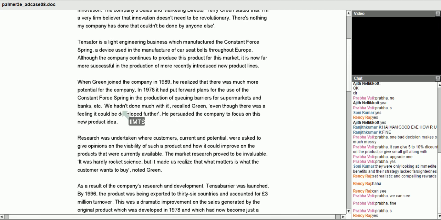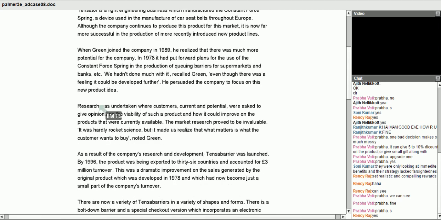He was seeing that the resources had not been utilized properly. There was still scope for more production and more sales and profit. So research was undertaken where customers, current and potential, were asked to give opinions on the viability of such a product and what they were planning to manufacture. They were planning to manufacture the queuing barriers for supermarkets and banks.